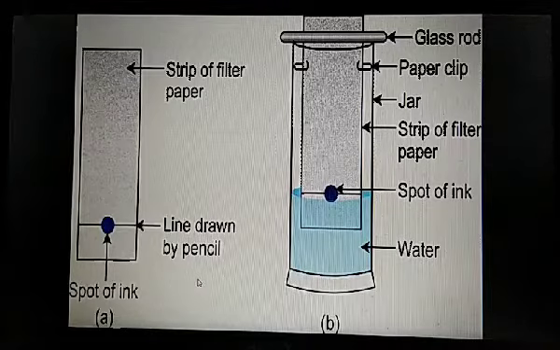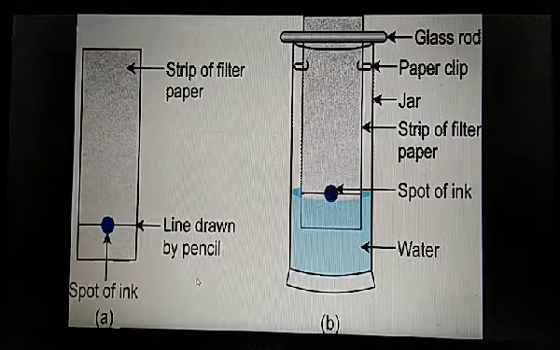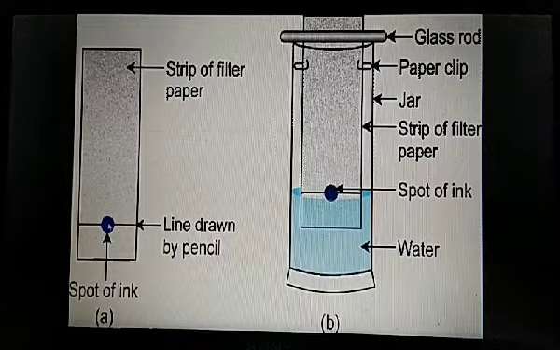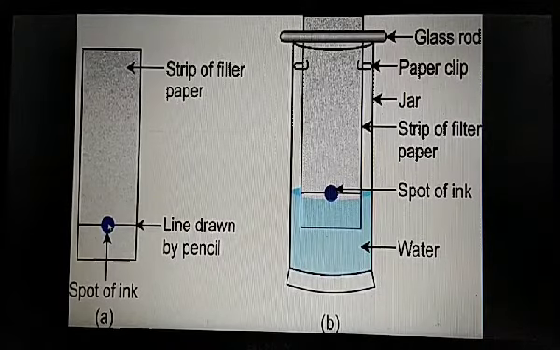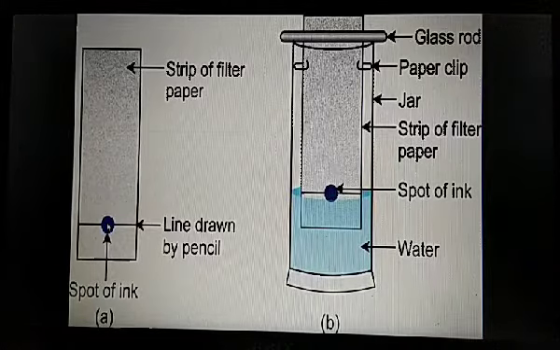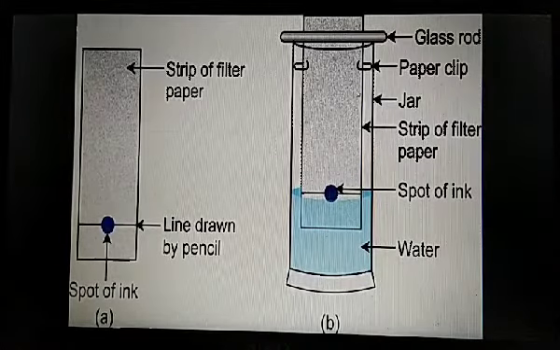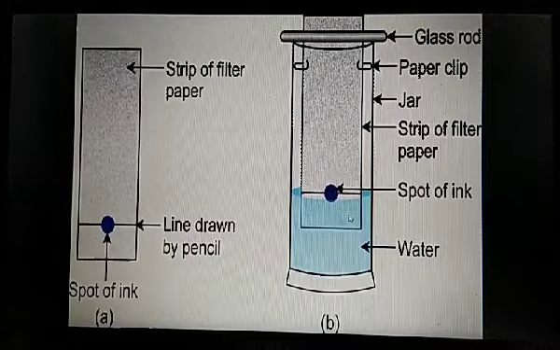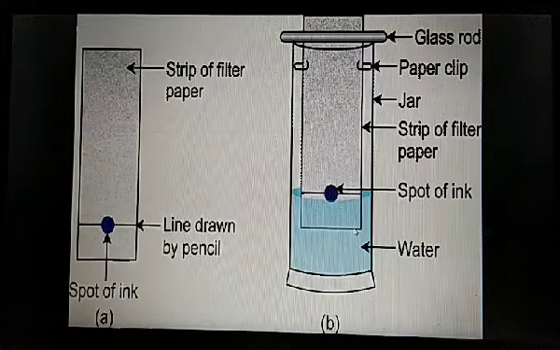Now whatever mixture of colors you have taken, let's say you have taken different colors which are mixed together, from that sample just take a drop of it and put that drop onto this dot. Now after this you will put this strip in this beaker which is containing water.